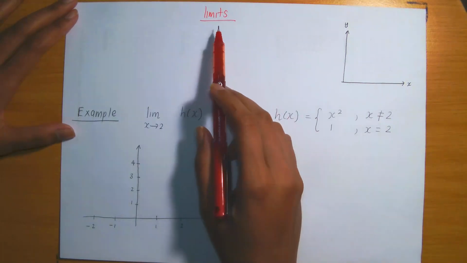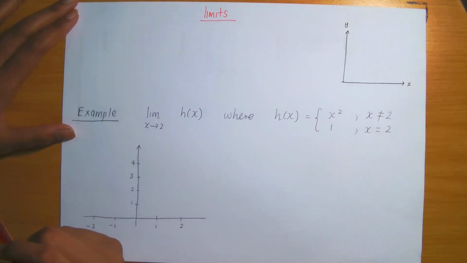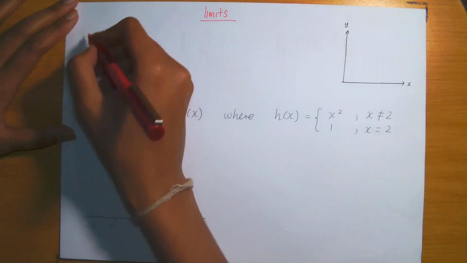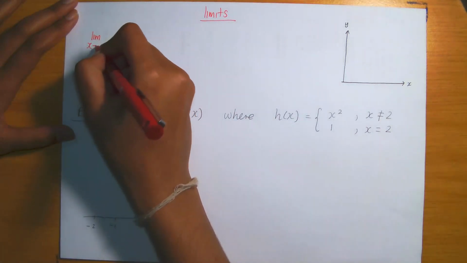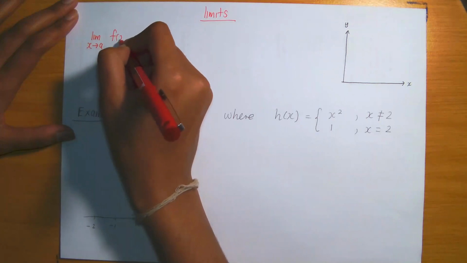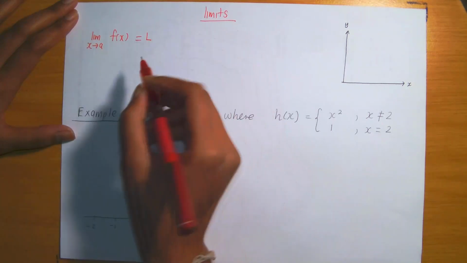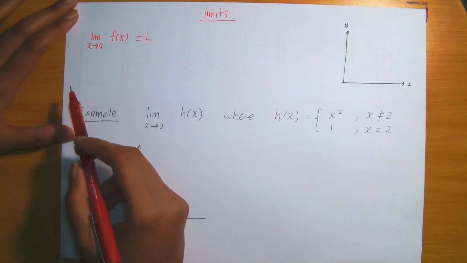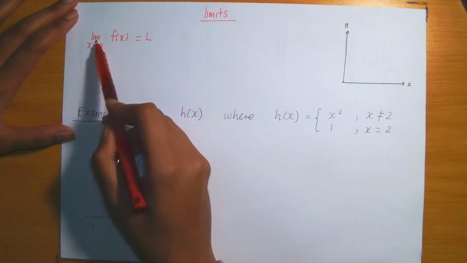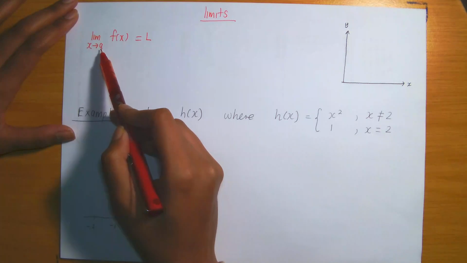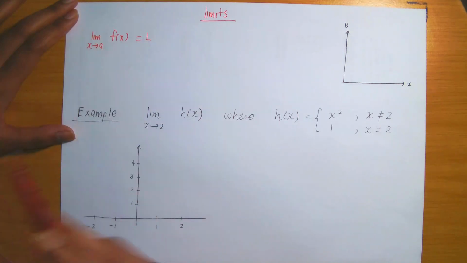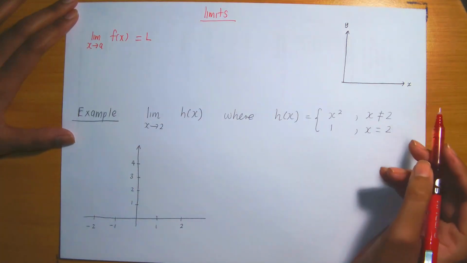Today I'm going to be discussing limits. So first let's consider the standard notation. If I wrote down the following, where f of x is a function, then the following statement reads as follows: the limit of the function f of x as x approaches a is L.